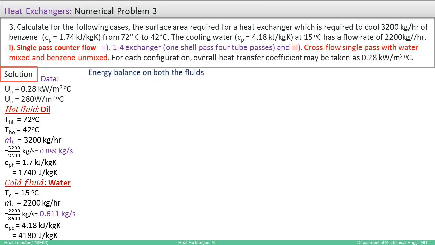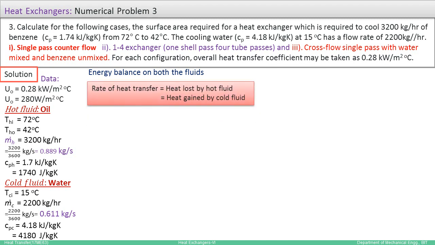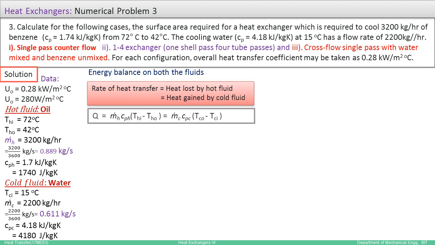Now we have this energy balance. Before going to any particular problem, this energy balance remains the same for any case. Energy balance on both the fluids is given by heat lost by the hot fluid should be equal to heat gained by the cold fluid, which is the same as the rate of heat transfer in the heat exchanger. By using this, we can write the mathematical expression of the same as Q is equal to m dot H into Cph into Thi minus Tho is equal to m dot C into Cpc into Tco minus Tci.